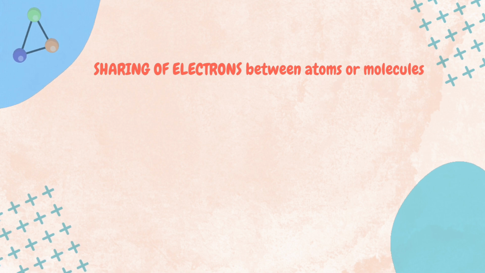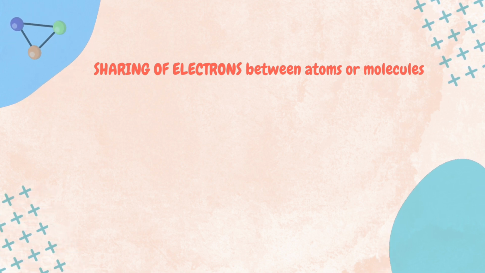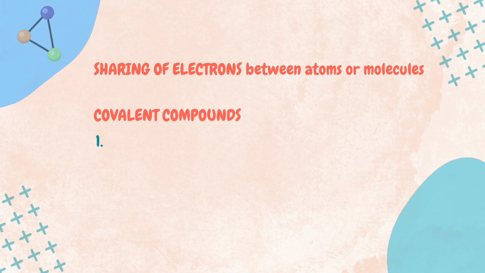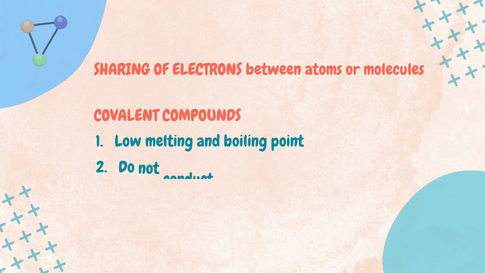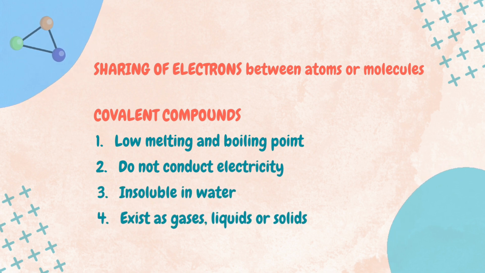To recap, covalent bonding is a type of bonding formed by sharing of electrons between atoms or molecules. This type of bonding occurs between nonmetals. The compounds formed by covalent bonding are called covalent or molecular compounds. Covalent compounds have low melting and boiling point. They do not conduct electricity. They are insoluble in water, and they exist as gases, liquids, or solids at room temperature.